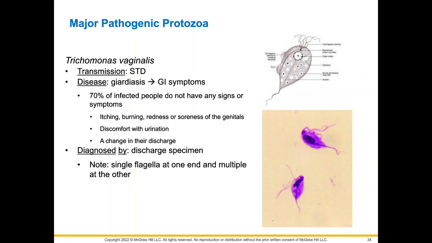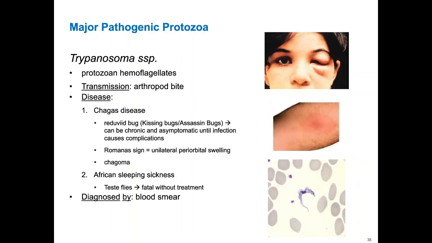Is diagnosed by a discharge specimen that will then be viewed on a microscope, and what we will see is something that looks like this. There's a single flagella at one end and multiple at the other, and here we're seeing the organism in a light microscope. I'll fix that issue in the slide. And hemoflagellates, hemo meaning blood and flagellate meaning they have a flagella.